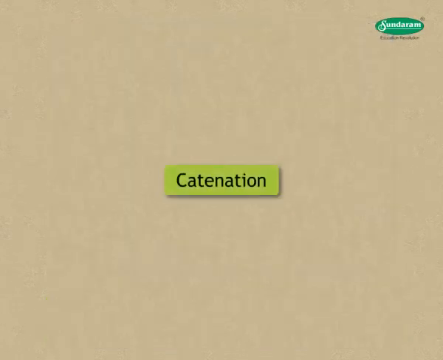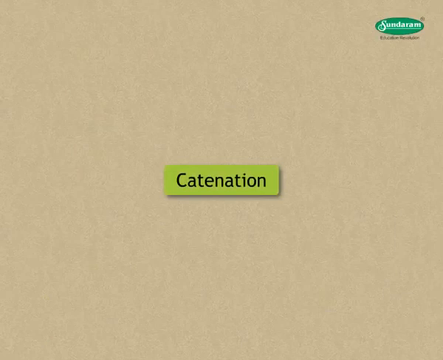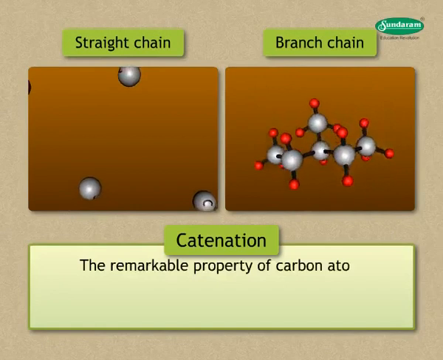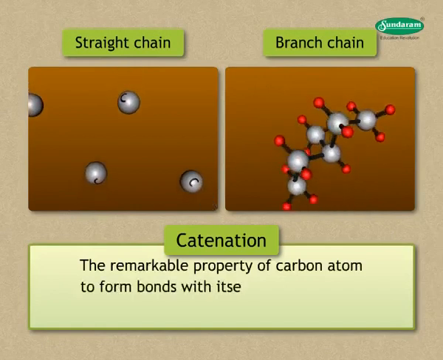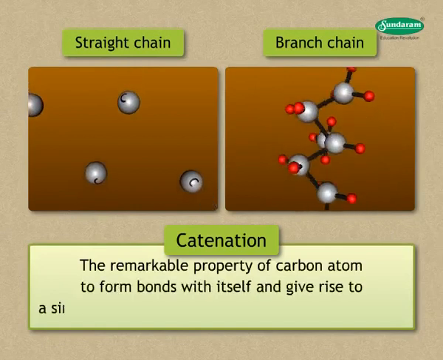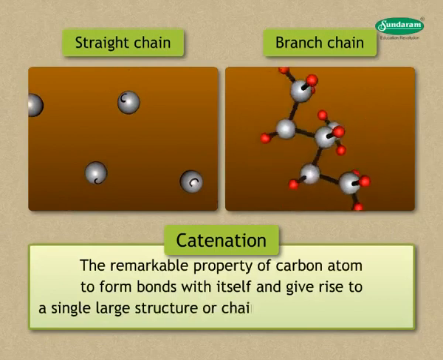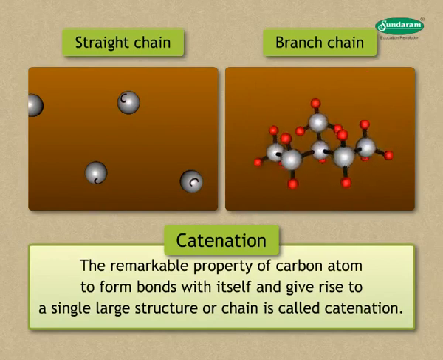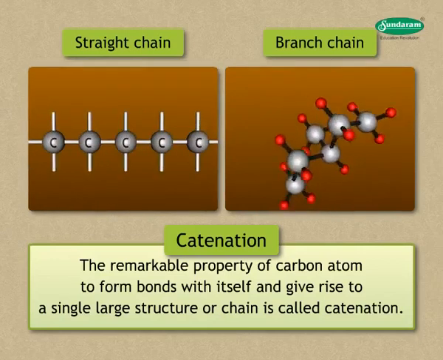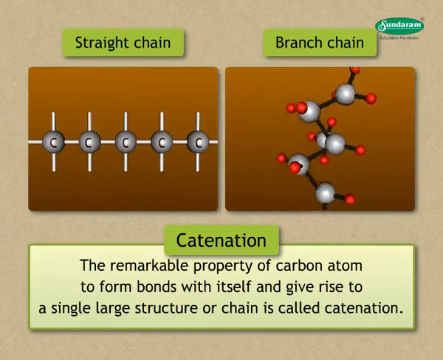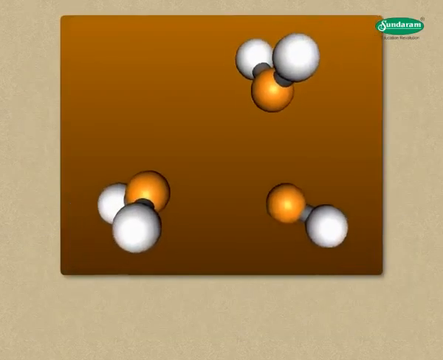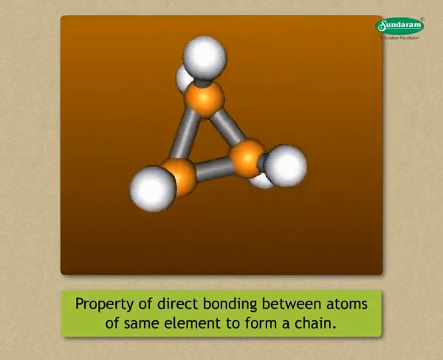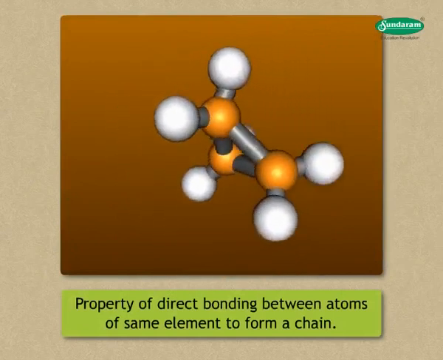What is meant by catenation? Let us see. The remarkable property of carbon atom to form bonds with itself and give rise to a single large structure or chain is called catenation. The carbon chains can be straight or branched, forming large molecules. Catenation is also defined as the property of direct bonding between atoms of the same element to form a chain.